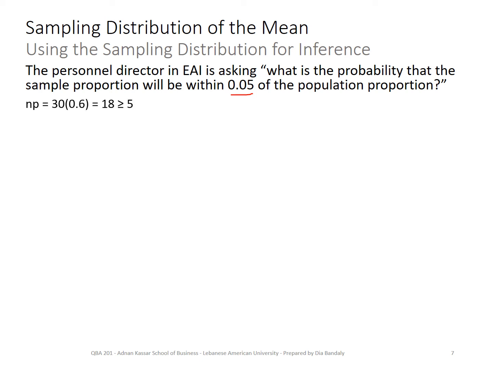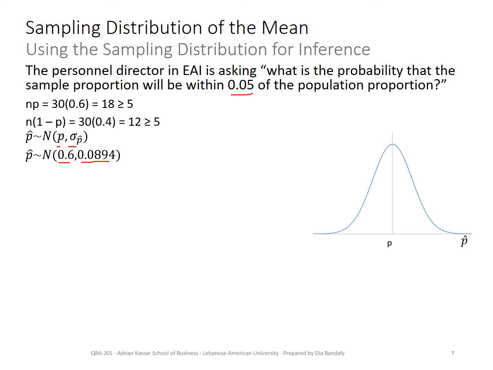Let's see. N times P is 18, greater than 5, great. And N times 1 minus P is 30 times 1 minus P, which is 0.4, so 12. So these two conditions tell me that P hat belongs to a distribution that is normally distributed, okay? And I know its mean equals the population proportion, and it has a sigma of P hat. We have already calculated these in the previous slides. I know that the mean is 0.6, and we just found the standard deviation.